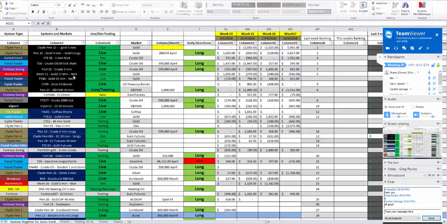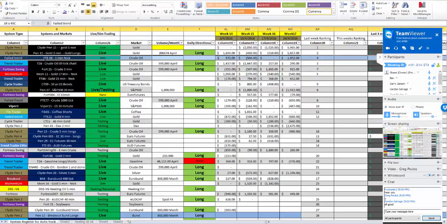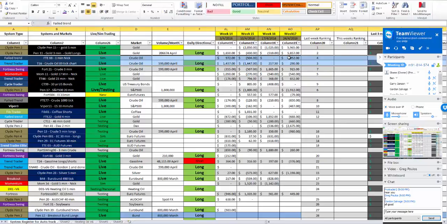At the moment, we've got the two Clyde Pen 2 systems out in front. The gold systems had a fantastic week. Those two systems there did really, really well. What was great to see was that the failed trend strategy pulled some nice profit on crude also. If you were tracking a multi-system strategy on crude, you would have noticed that crude has had a pretty good week as far as the multi-system.